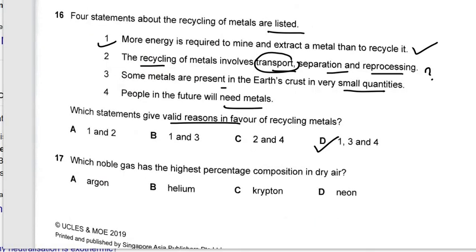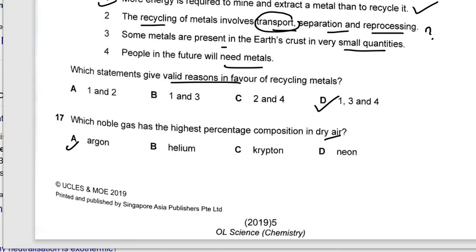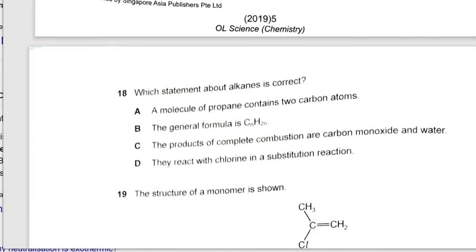Now question number 70, which noble gas has the highest percentage composition in the dry air? We have discussed in the last class also that argon is the highest percentage present in the atmosphere. So tell me, in the air what is the highest? You have nitrogen, which is 78%, you have oxygen, which is 21%, and the remaining you have argon and other gases like carbon dioxide.